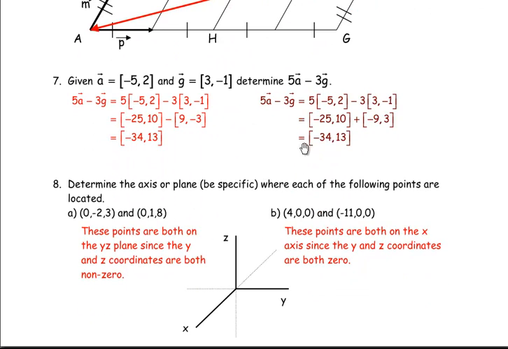For number 7, we're given 2 vectors, a and g, and asked to find or determine 5a minus 3g. So 5a minus 3g would be 5 times this vector minus 3 times this vector. So multiplying the 5 in, 5 times negative 5 is negative 25, 5 times 2 is 10. Multiplying the 3 in here, 3 times 3 is 9, and 3 times negative 1 is negative 3. Notice I just multiplied the 3 in, so there's still a negative here.